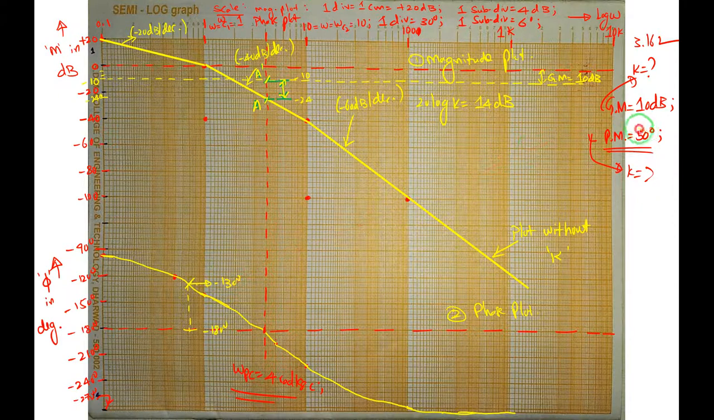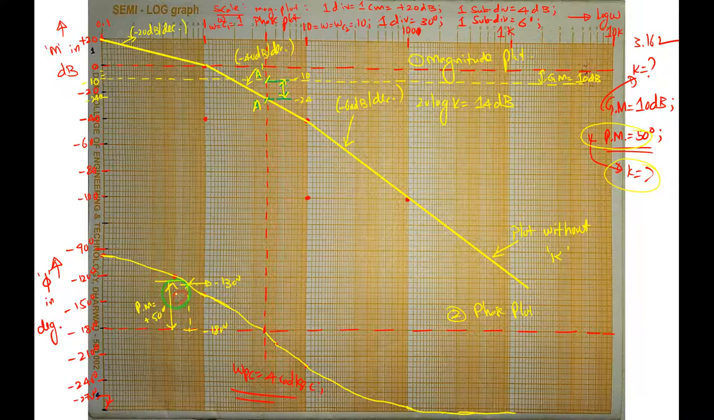They have given the phase margin as plus 50 degrees. So this is 50 degrees, from here to here. It is correct, right? We have to make use of this phase margin at this value to find the value of K.